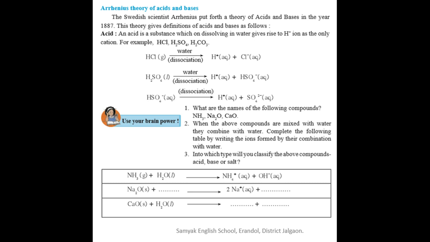The first one has been solved already. You can see that ammonia plus water gives rise to NH4 plus and OH minus. Sodium oxide plus water will give two sodium ions and two OH minus ions. Similarly, calcium oxide with water will give rise to one calcium ion and two OH minus ions.